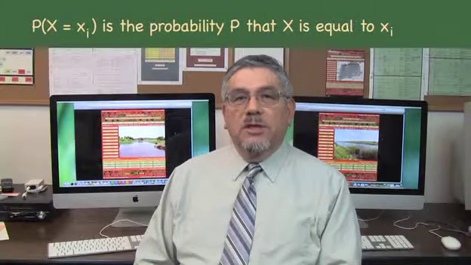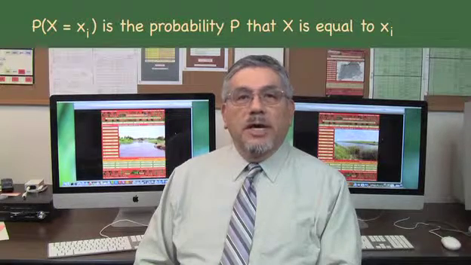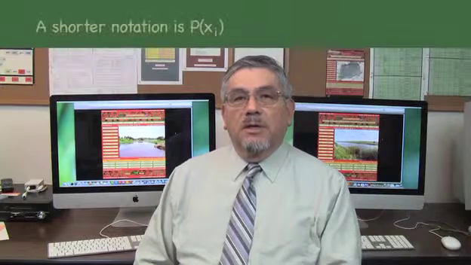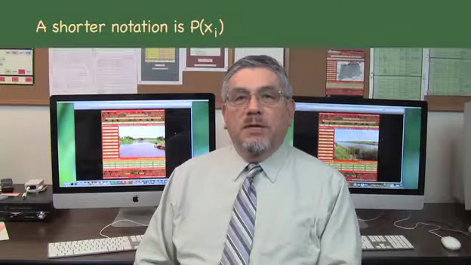P(x = x_i) is the probability P that the random variable x takes on the outcome x_i. A shorter notation is P(x_i). An example of random variable and probability distribution is shown here.